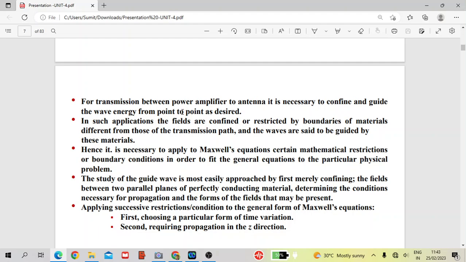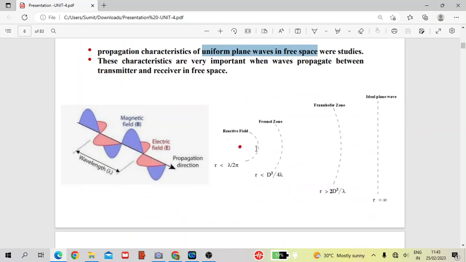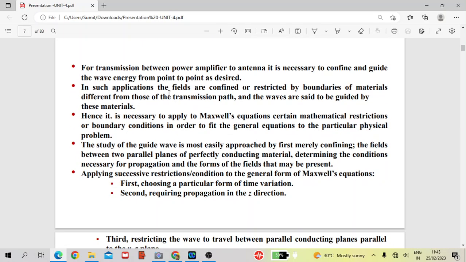For transmission between the power amplifier and the antenna, it is necessary to confine and guide the wave energy from point to point as desired, so that there is no leakage of energy. So a guiding structure is very important between the amplifier and a radiating structure. In such structures the fields are confined or restricted by boundaries of materials that differ from the transmission path, and the waves are said to be guided by these materials.